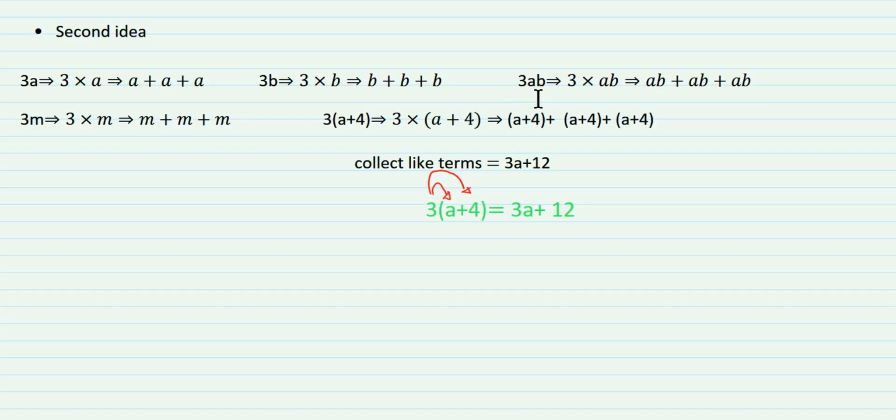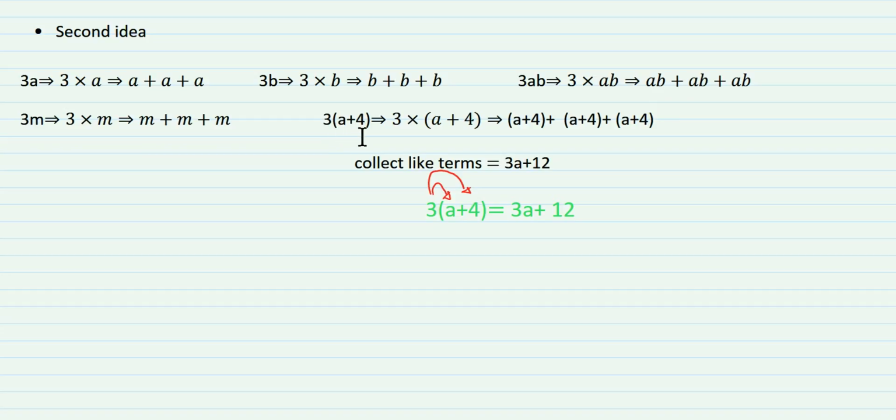3 times ab means ab plus ab plus ab, which means there are 3 of them. There are 3 ab's, 1, 2, 3. 3m means 3 times m, which means m plus m plus m.